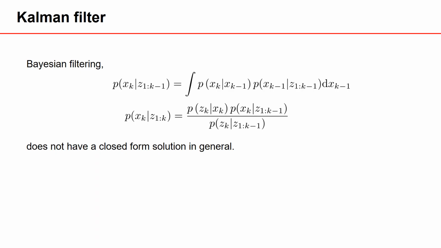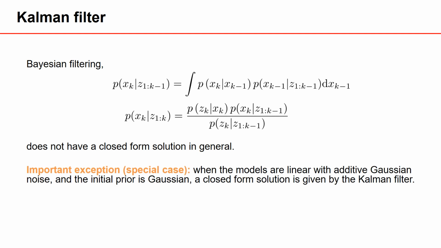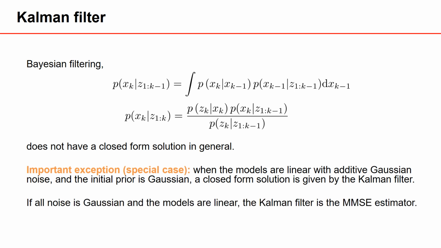Let's start by considering Bayesian filtering with the Chapman-Kolmogorov prediction and the Bayes update again. This recursion does not have a closed-form solution in general. However, there's an important exception to this general rule, a special case. And that is when the models that we use are linear and have additive Gaussian noise, and the initial prior is also Gaussian. In this case, a closed-form solution to Bayesian filtering is given by the Kalman filter. In fact, if all the noise is Gaussian and the models are linear, the Kalman filter is the so-called MMSE estimator, or the minimum mean squared error estimator.